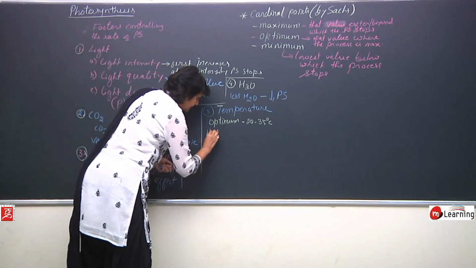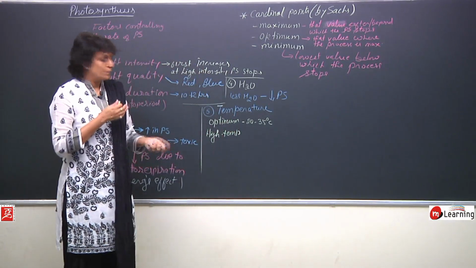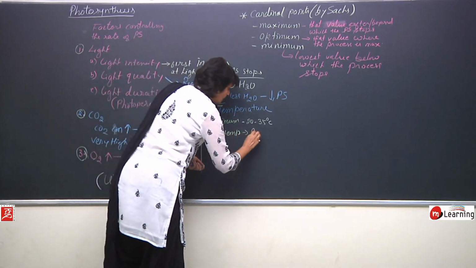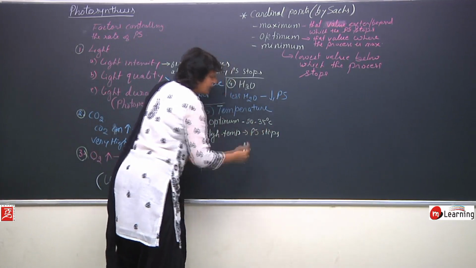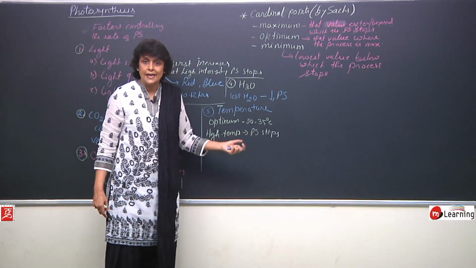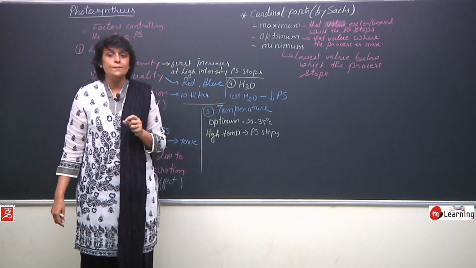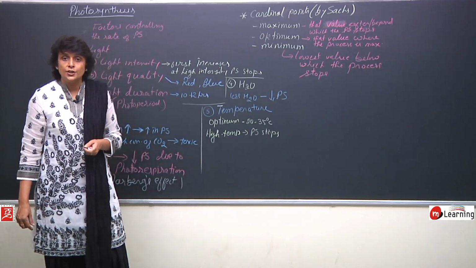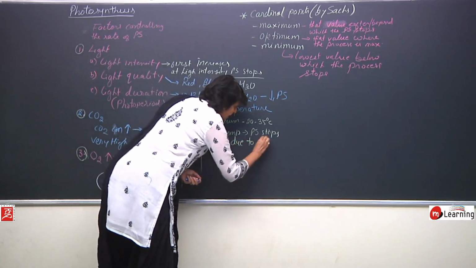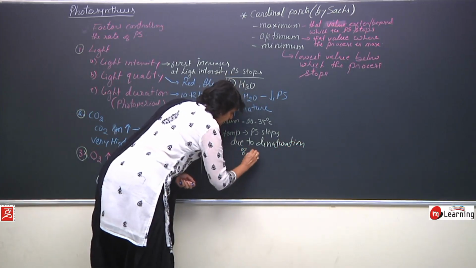High temperature is like plus 10. So 45, 50, the rate of photosynthesis actually stops. The reason for this stopping of the process is that at higher temperature, the proteins which are acting as enzymes here get denatured. So, this is due to denaturation of enzymes.